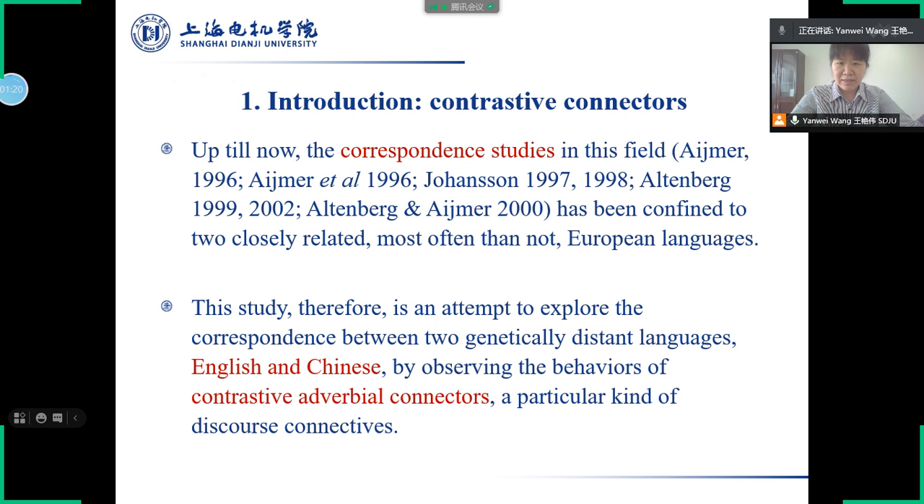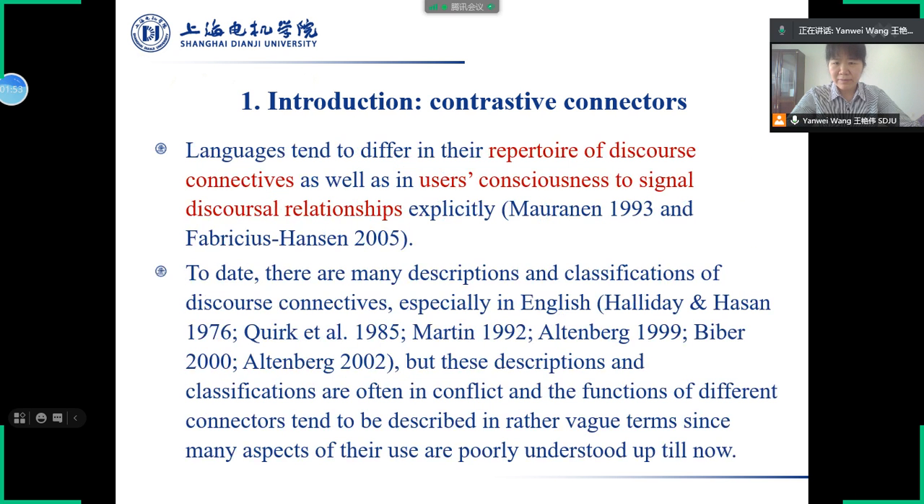Up to now, the correspondence studies in this field have been confined to closely related, most often than not, European languages. Therefore, the present study is an attempt to explore the correspondence between two genetically distinct languages, English and Chinese, by observing the behaviors of contrastive adverbial connectives, a particular kind of discourse connectives.